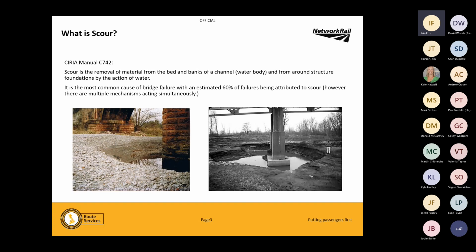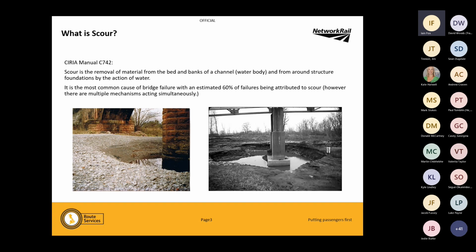So if everybody's okay, let's have a look at what scour is. CIRIA, who are the national champions and experts on this, say it is the removal of material from the bed or banks of a channel and from around structures by the action of water. So it's basically erosion caused by water action. That could be tidal, wave action, or just fast flowing water, it could be anything. But it's the removal of material from that location to somewhere else.